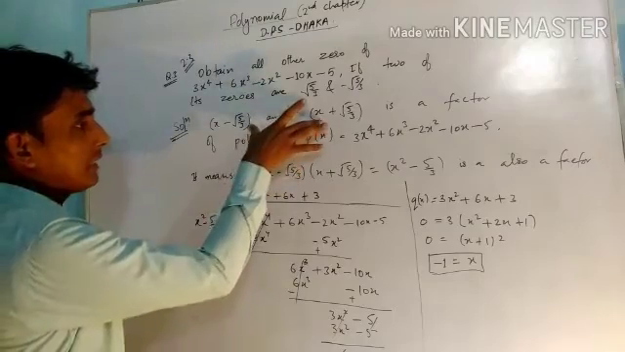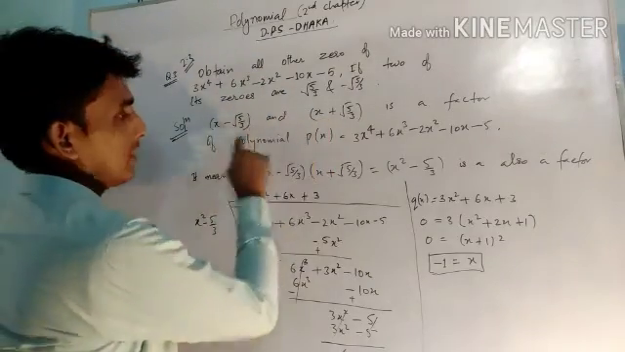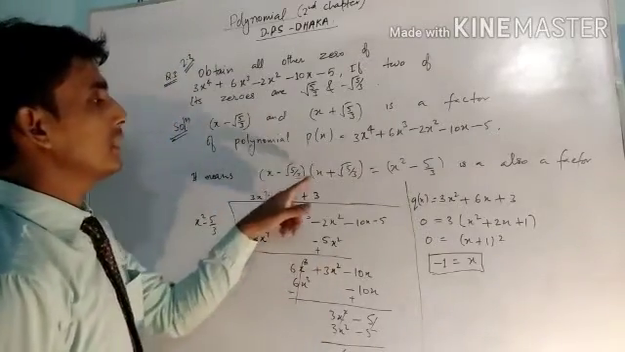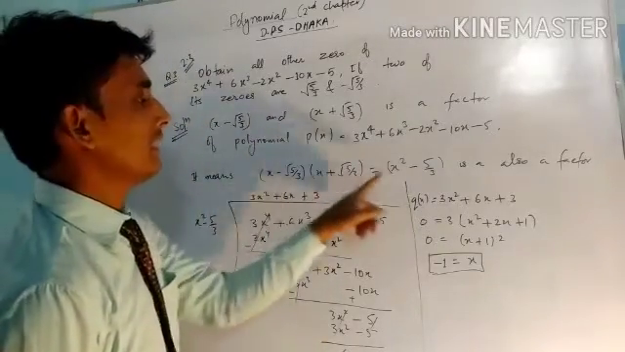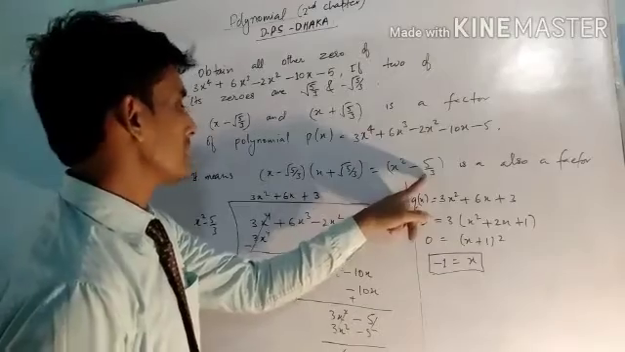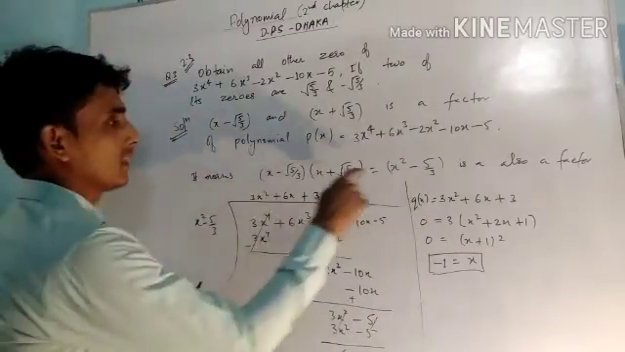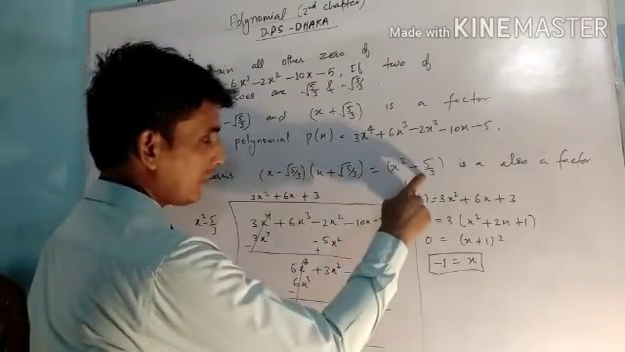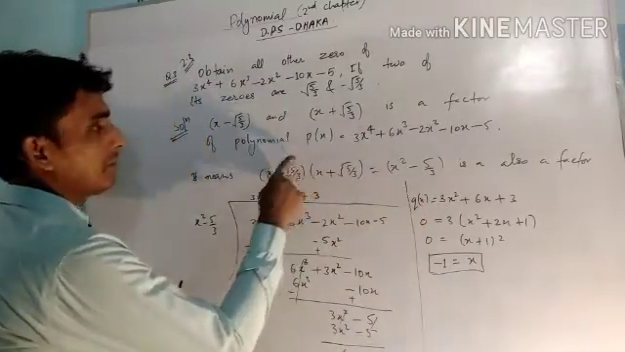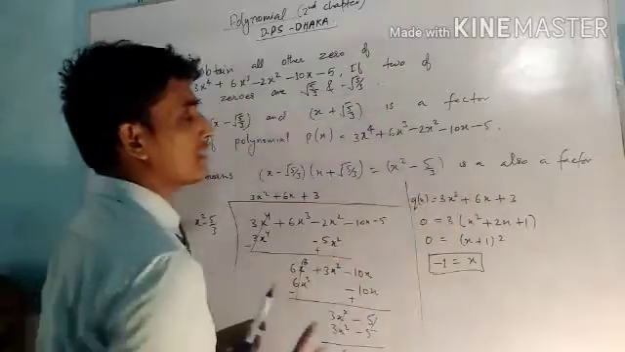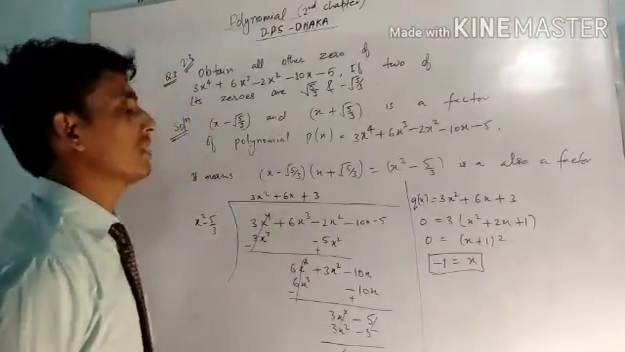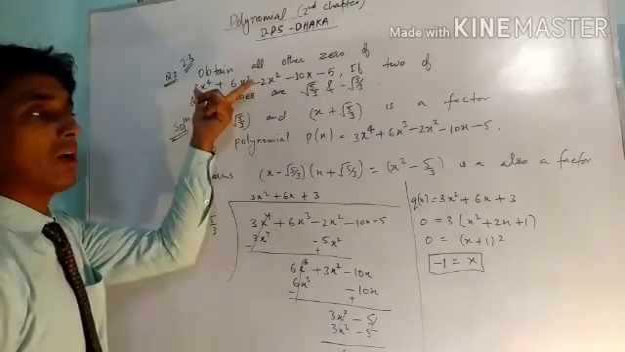So, if we multiply these two factors together by the formula a minus b into a plus b, we will get a square minus b square. Here a is x, so x square, and b is root 5 by 3. So the square of root 5 by 3, the square and the root will cancel out and you will get minus 5 by 3. Therefore, x square minus 5 by 3 is also a factor of the above polynomial.